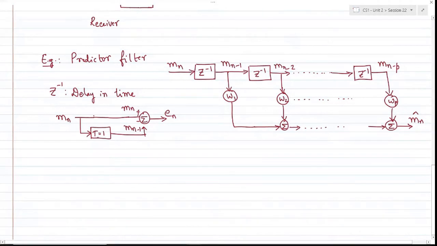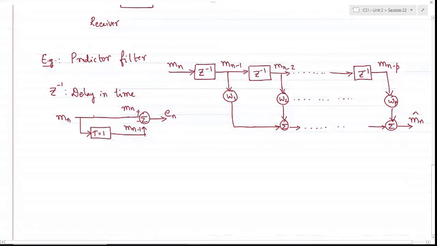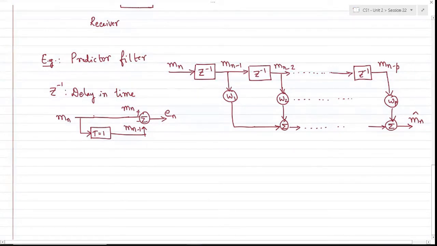For simplicity, you can just assume that this z inverse block is simply a delay in time. Okay, so basically, the more the delay, the fewer the number of samples. Exactly. In the sense that the more the delay, the more samples of the future you will consider.